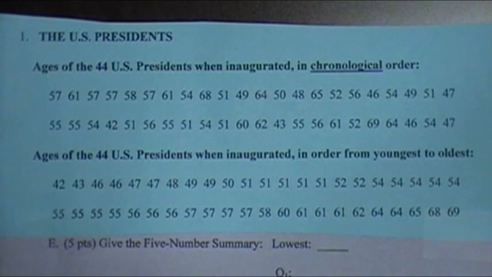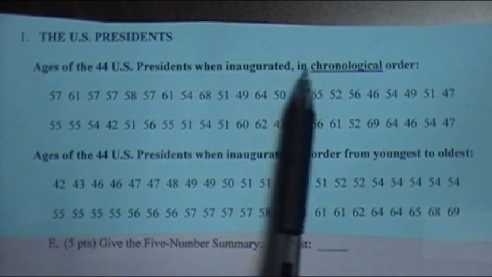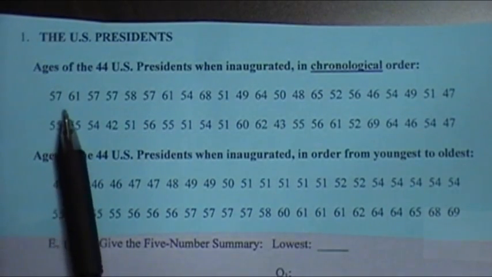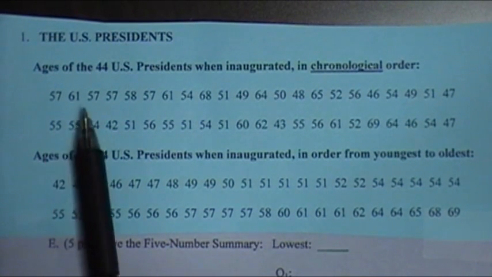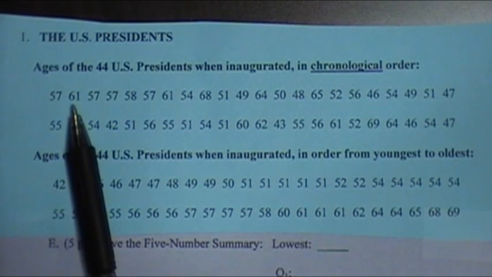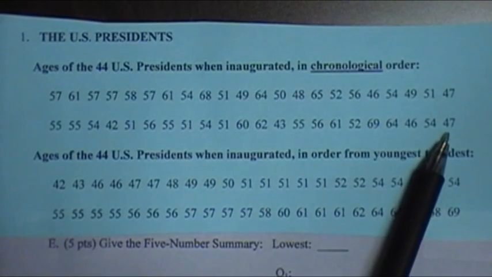So this data that I want to use in my example here is real-world data. It's the ages of the U.S. presidents when they were inaugurated. Now, the first set of data here, and by the way, there have been 44 presidents that have been inaugurated, so these values here are in chronological order. So this first one here, 57, was the age of George Washington when he was inaugurated. 61, that was the age of John Adams. 57 is Thomas Jefferson, and so forth, all the way clear to the last one here, 47, and that, of course, is the age that Barack Obama was when he was inaugurated.